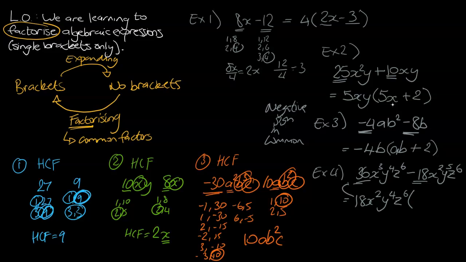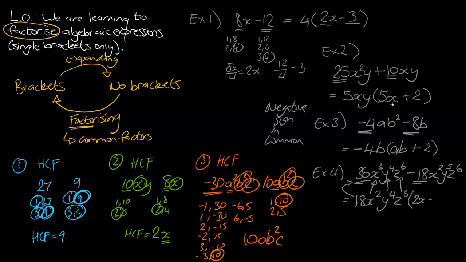So how can we get from the 18 to the 36? We're going to have to times that by 2. How can we go from the x squared to the x? We're going to add in an extra x to make that even. The y4 is unchanged, and the z6 is unchanged as well. So that means we don't have to do anything extra for that one there.